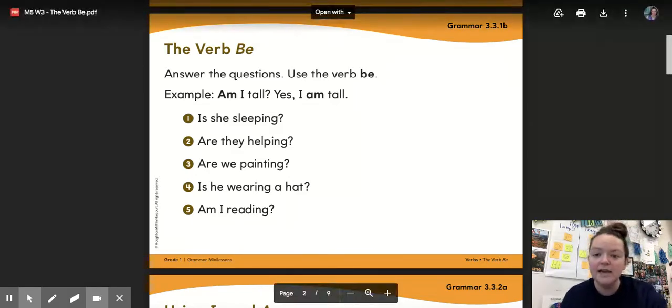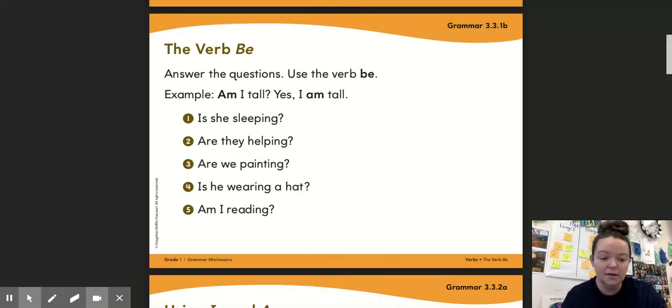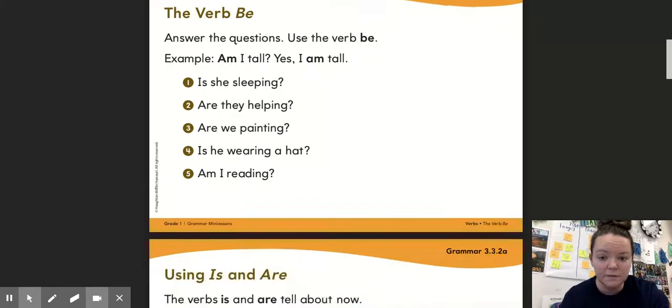So let's try that. Number one, is she sleeping? Yes, she is sleeping. Now, sleeping would be a verb, but is is also going to be a verb. It's saying what's happening in that sentence, right? Are they helping? Yes, they are helping. Are is another verb example. Are we painting? Yes, we are painting. Is he wearing a hat? Yes, he is wearing a hat. Am I reading? Yes, I am reading. So again, am, are, be, is, those are going to be verbs, okay?